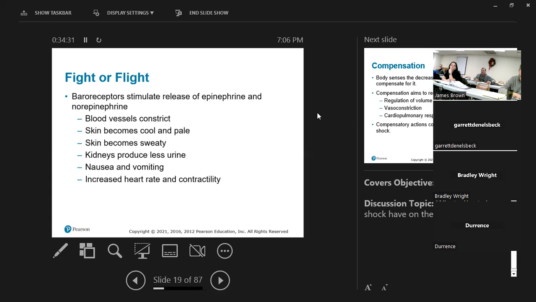But also, once epinephrine starts hitting the system, the blood vessels to the kidneys are going to start shunting off, which means less urine output. That's not necessarily something that you're going to see in the field. That's more going to help doctors and nurses to see how your body is perfusing. Epinephrine is also going to start shunting off blood flow to the stomach and intestines, the GI tract. And so you're going to typically see nausea and vomiting, as well as increased heart rate and contractility from the heart. All of those things, fight or flight.